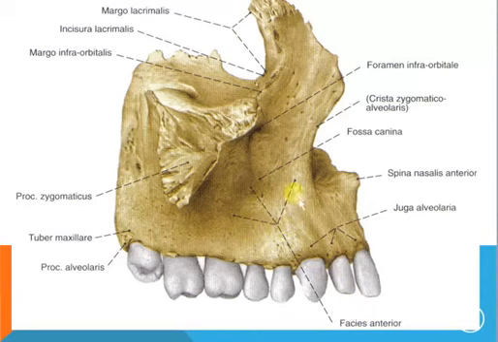This is the facies anterior of the maxilla, with the spina nasalis anterior shown here. Here we have the fossa canina. The fossa canina is very important in medicine and in the dental field, because an infection of the fossa canina causes swelling of the face, and it's treated with a root canal and antibiotics. This is the crista zygomatico-alveolaris and the foramen infraorbitale shown right here.